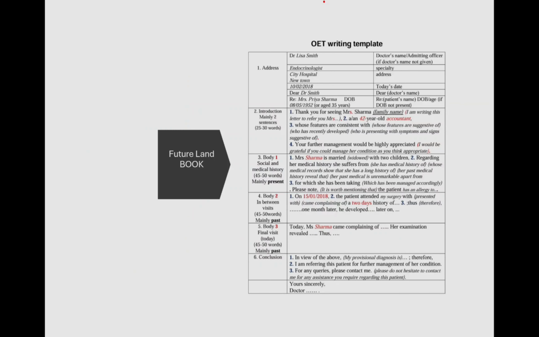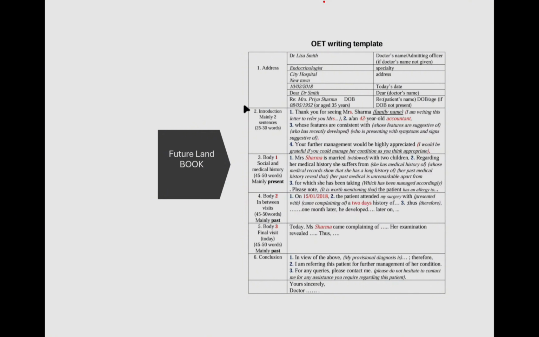This is the OET writing template, available on page number 10 of this Future Land book. What you need to do is just go through this template: how to write the address of a consultant whom you are referring the patient to, the introduction, the body, and in between the visits, the final visit and the conclusion.